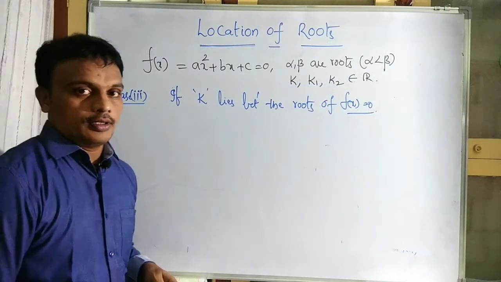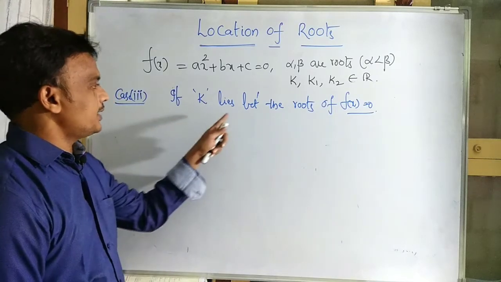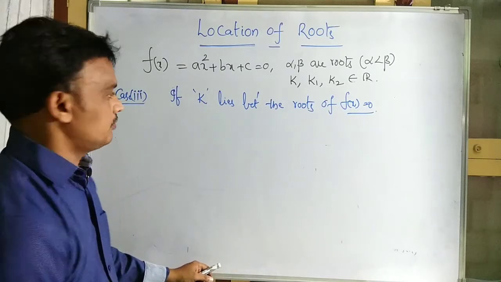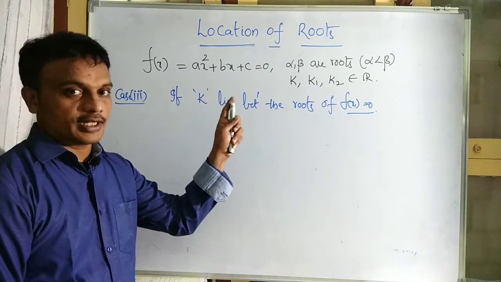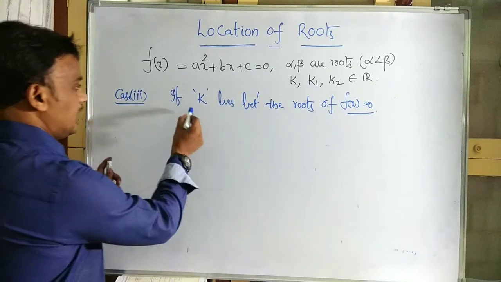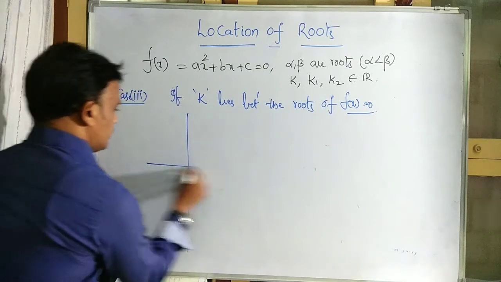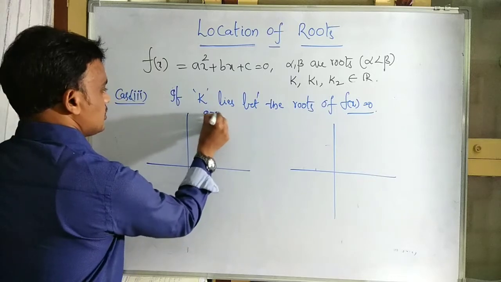Coming to the third case, if the real number k lies between the roots of the equation f of x equals 0. The first case is both the roots are less than k, the second case is both the roots are greater than k, and the third case is k lies in between the roots. Both the cases, when a is greater than 0 and a is less than 0.